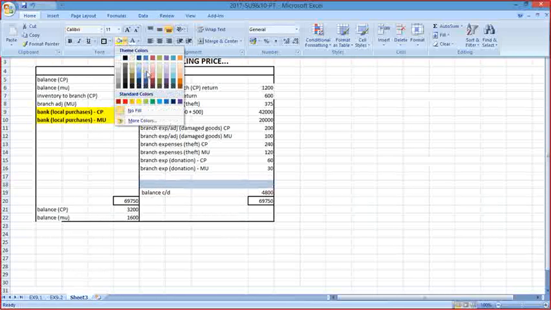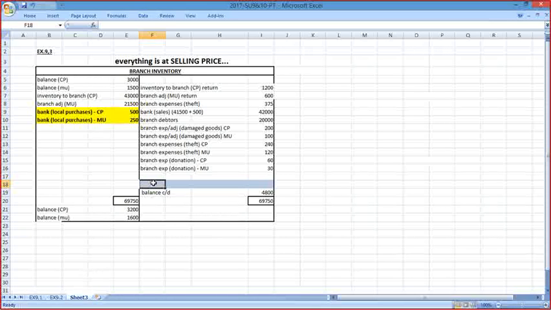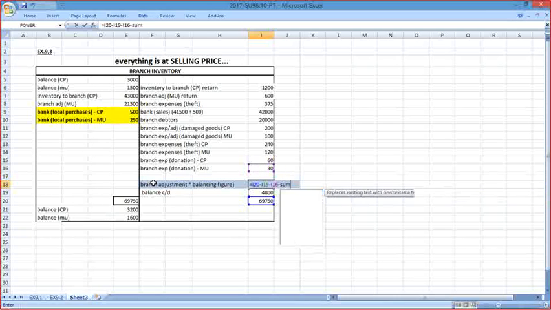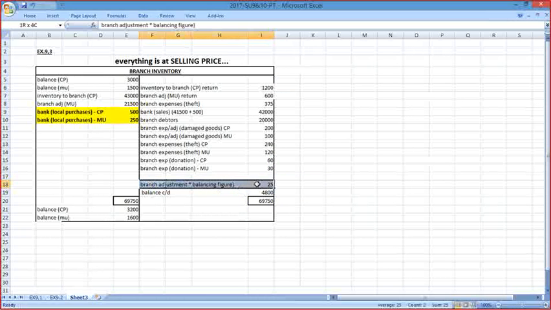Credit side. This would have been for the actual branch expenses or adjustments. The balancing figure is this minus the balance carried down, minus the sum of all of these other accounts. It gives me 25 as the balancing figure in that account, which would have gone through to the branch inventory account.